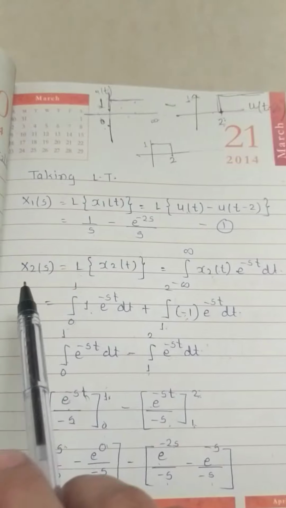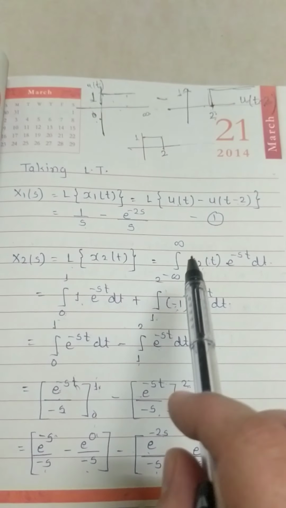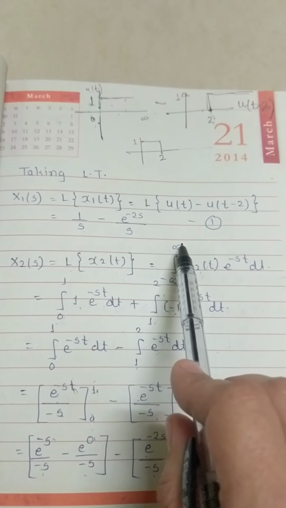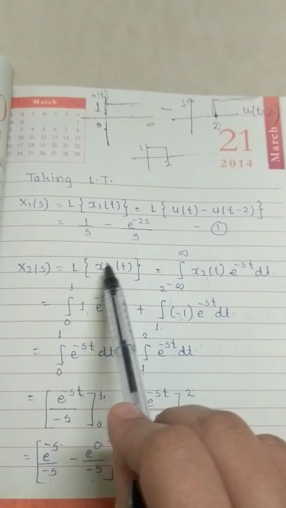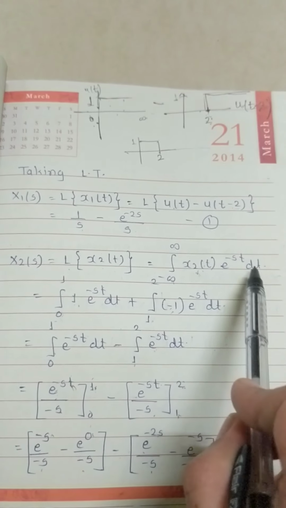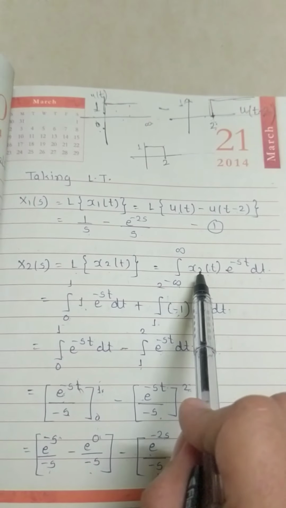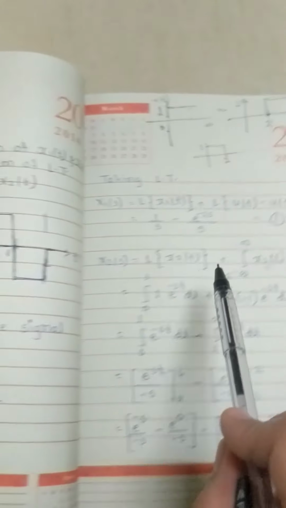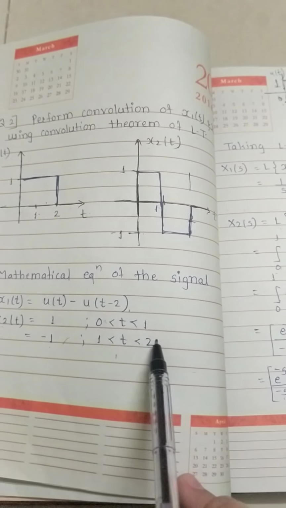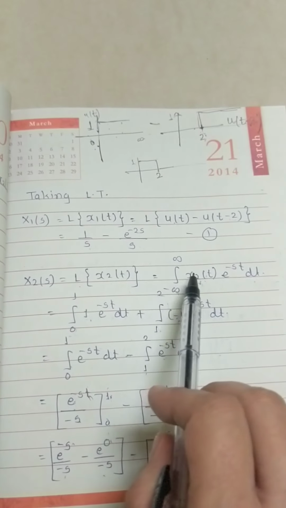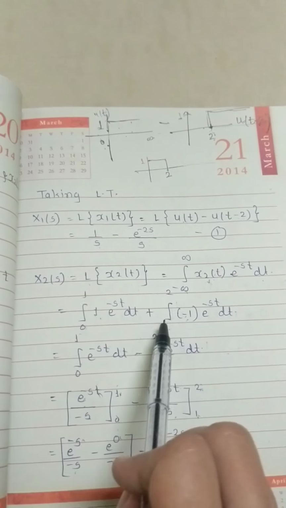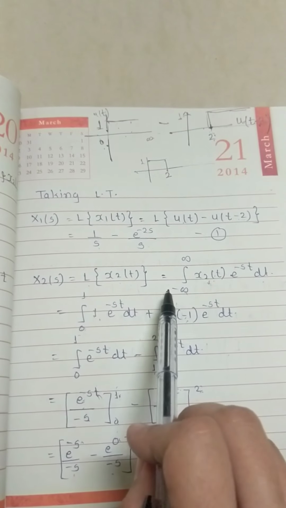Now let us take the Laplace transform of the second signal. The original formula of the Laplace transform is the integral from minus infinity to plus infinity of x2 of t into e raised to minus st dt. Now here we have to substitute the x2 value, that is 1 for the range 0 to 1, and minus 1 for 1 to 2. So first I am substituting the x2 value 1 for the range 0 to 1, and then minus 1 from 1 to 2.